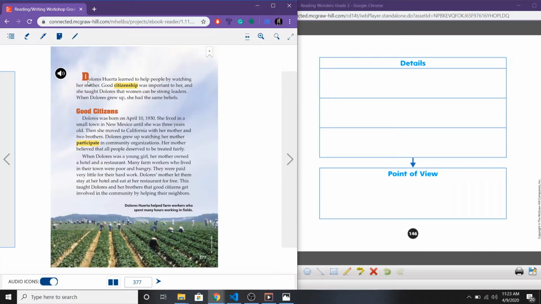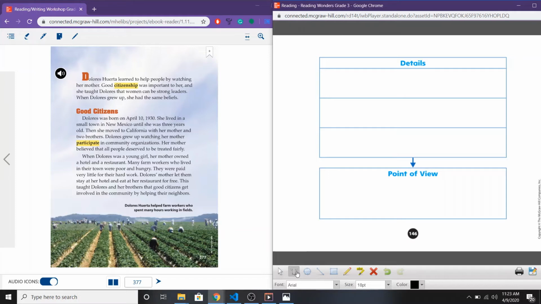So if I start reading, Dolores Huerta learned to help people by watching her mother. Good citizenship was important to her, and she taught Dolores that women can be strong leaders. When Dolores grew up, she had the same beliefs. All right, that was the end of my paragraph, so I'm going to stop. I'm going to ask myself, was there anything there that gave me a clue about how the author feels about Dolores Huerta? And friends, there was certainly something that we could use. So I notice here that it says that she learned to help people.